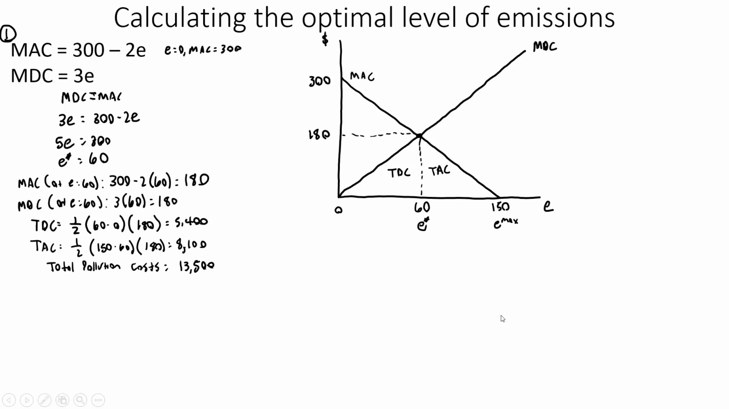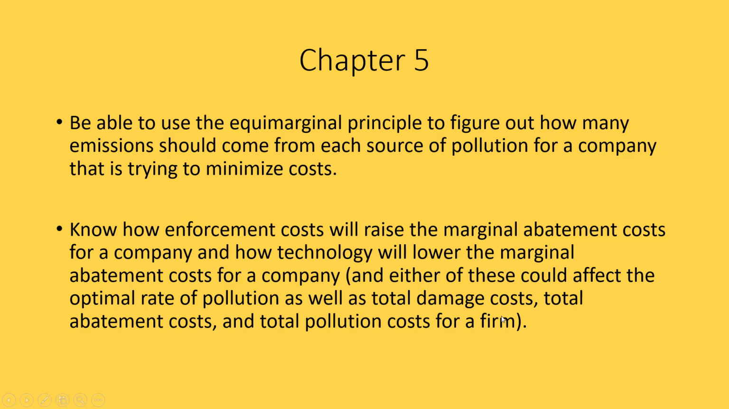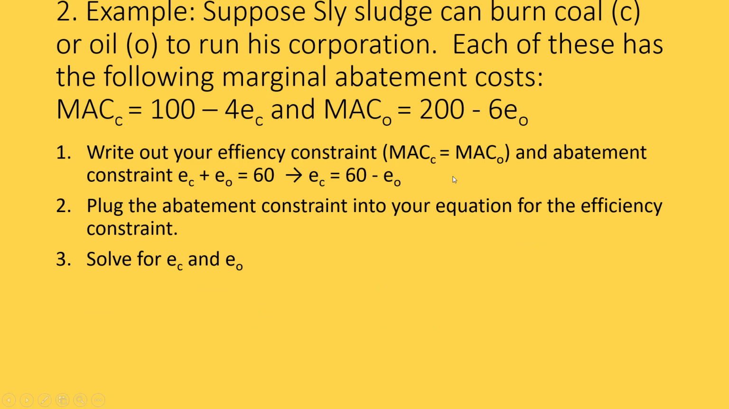All right. So moving forward here, you also need to be able to use the equal marginal principle to figure out how many emissions should come from each source of pollution for a company that is trying to minimize costs. Also, make sure you know how enforcement costs will raise the marginal abatement cost for a company, and how technology will lower the marginal abatement cost for a company, and how either of these could affect the optimal rate of pollution, as well as the damage costs, abatement costs, and pollution costs for a firm. Right, so with that in mind, let's go ahead and take a look at a few examples to make sure that we can figure that out.